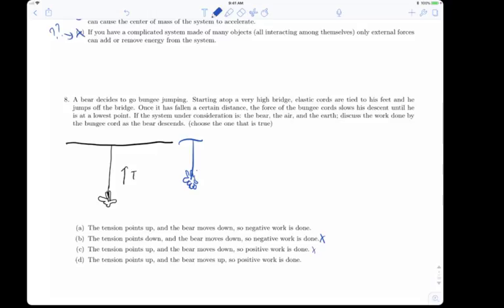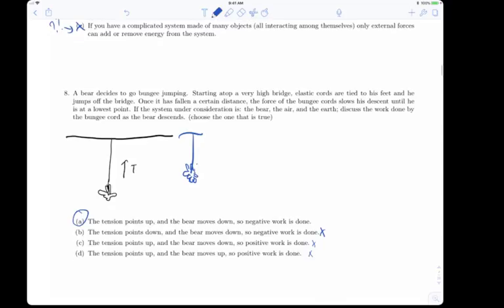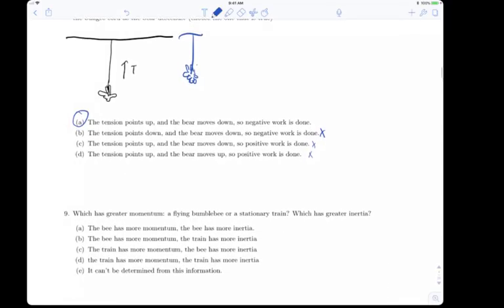No. It's this one. The bungee cord's taking energy out of the system. It's slowing down the bear. But also, it's taking away some of the gravitational potential energy. Gravitational potential energy turns to kinetic energy, which the tension extracts.